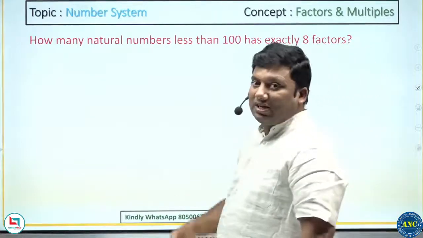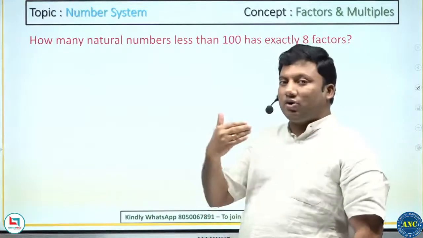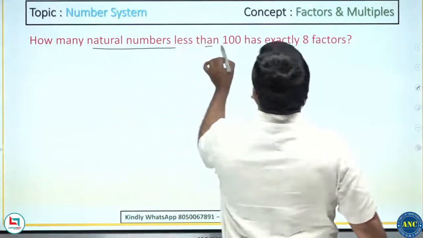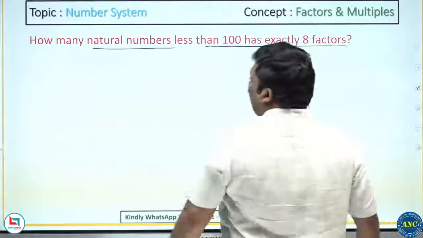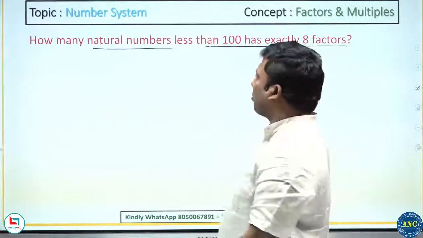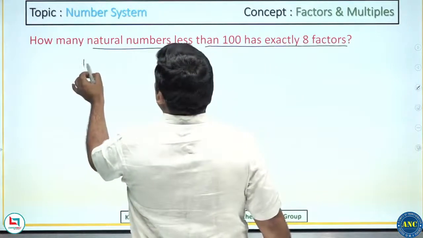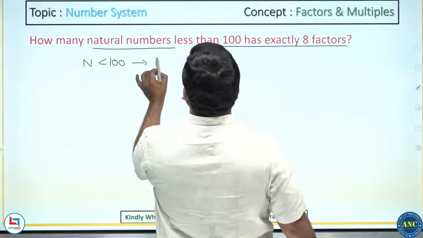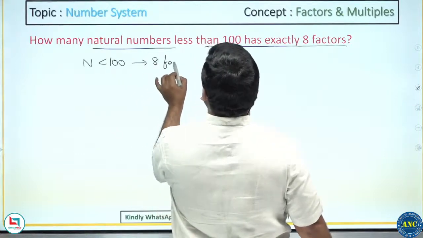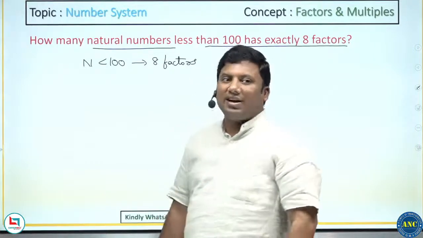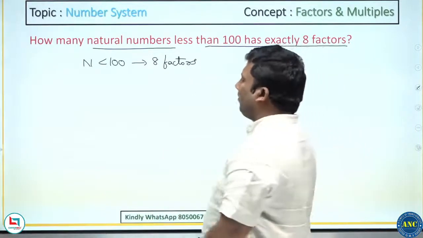Another question. These are all very, very advanced level questions. For each and every question, in case you are watching the class, kindly sit in the class with a notebook and take time to observe the concept, then move to the next question. How many natural numbers less than 100 have exactly 8 factors?